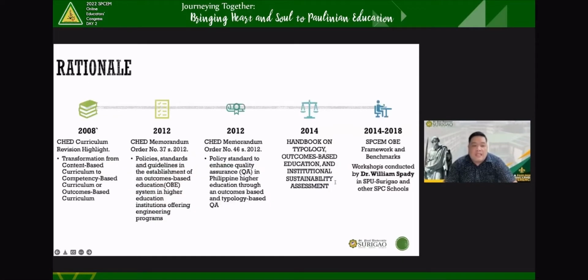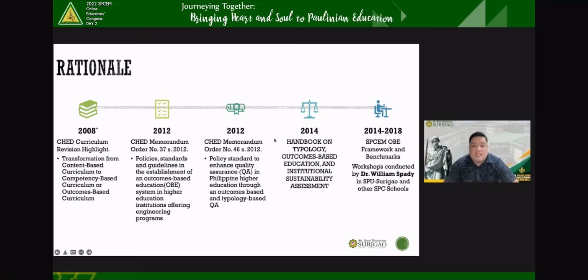Number one, in 2008, CHED initiated the curriculum revision on the transformation from content-based curriculum to competency-based curriculum or outcome-based curriculum. In 2012, CMO number 37, series of 2012, was released, which is the policy standards and guidelines in the establishment of outcome-based education system in higher education institutions, specifically those offering engineering programs. In the same year, CHED also released CMO 46, 2012, the policy standard to enhance quality assurance in Philippine higher education through an outcome-based and typology-based quality assurance. And in 2014, it released the Handbook on Typology, Outcome-Based Education, and Institutional Sustainability Assessment.